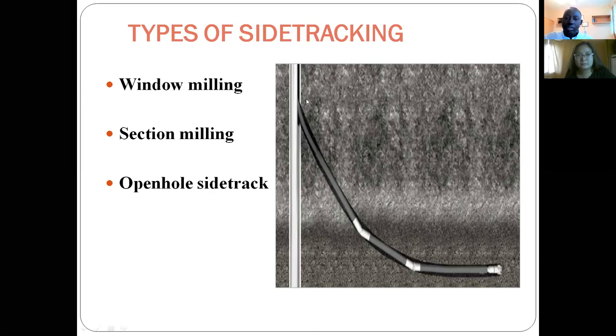When you sidetrack the well, depending on how you complete the lateral, you can leave it as an open hole lateral. You can use filters. You can use casing. You can case the laterals and fracture or perforate the formation, depending on the completion you choose.